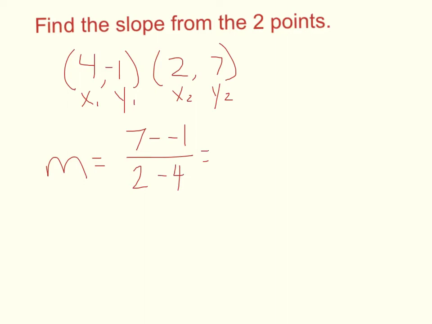If you notice, on top you have 2 negative signs right next to each other, and that makes them both positive. So that's actually 7 plus 1, which is 8. 2 minus 4 is negative 2. Again, we can simplify. Top and bottom can be divided by 2. So we get 4 over negative 1. Yes, you could put negative 4, it's the right answer, but I like my slope to be a fraction. That way we can graph it easily.